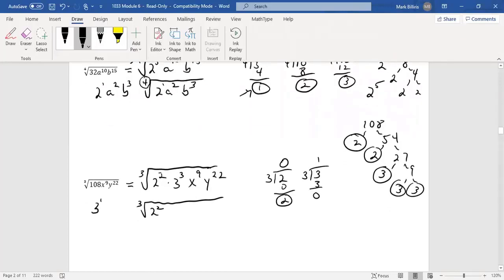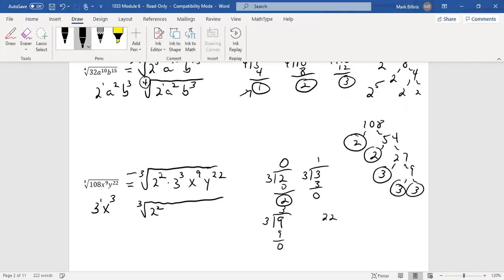So I'm going to take my exponent 9, divide it by my index, which is 3, and 3 goes into 9 3 times with a remainder of 0. So that means I can take out 3 factors of x with a remainder of 0, so no x's remain underneath the radical sign. And now my y's.